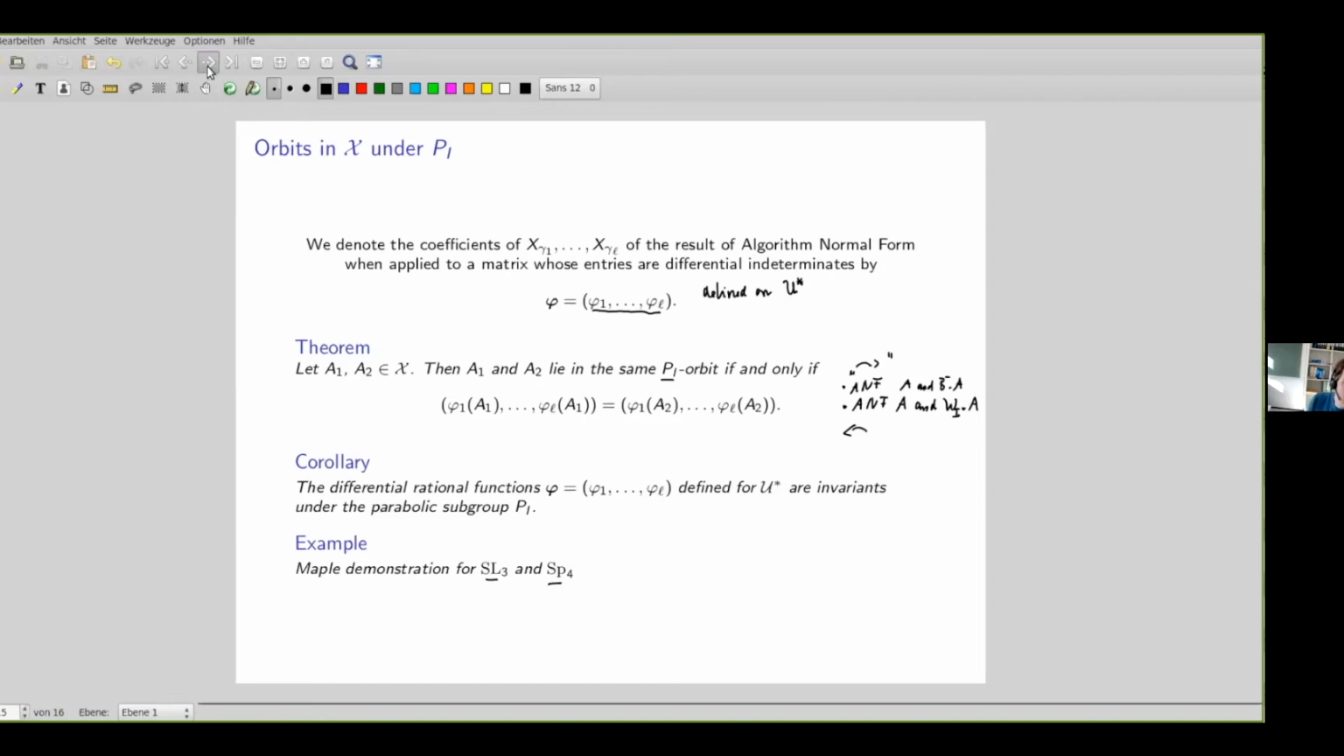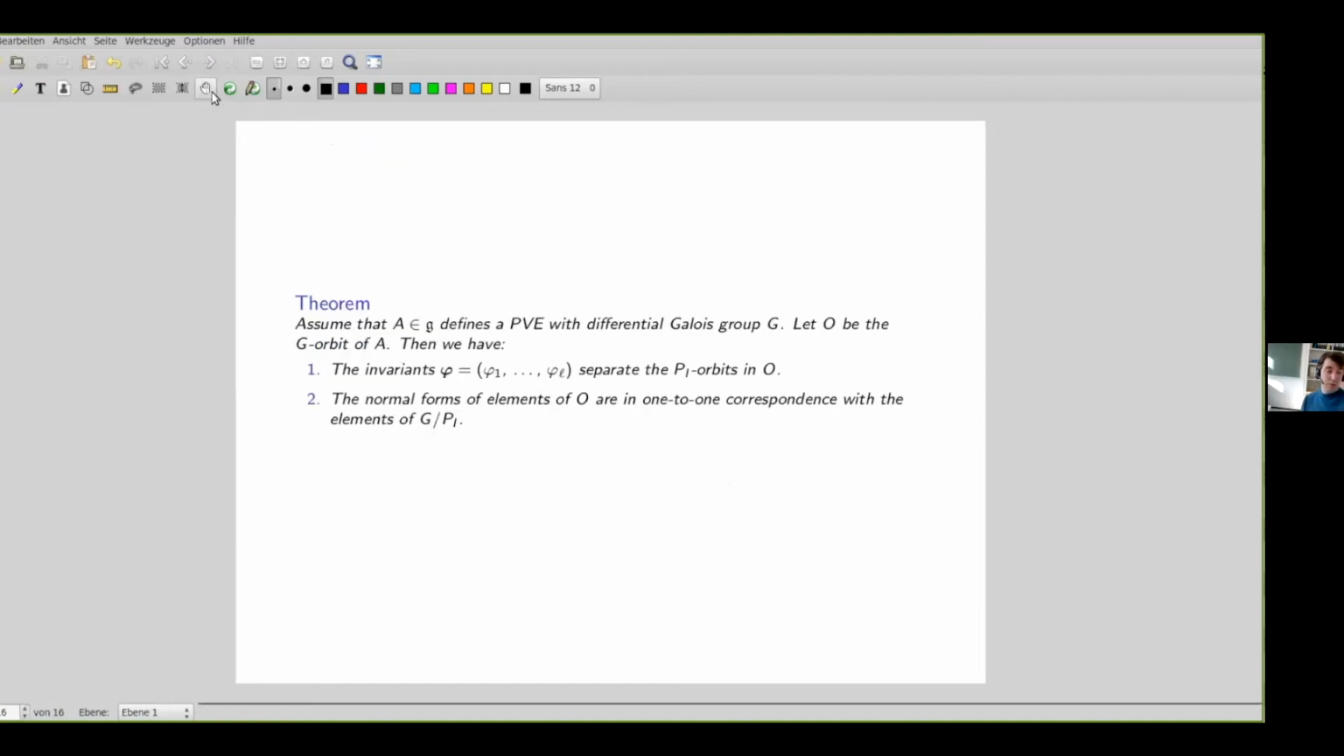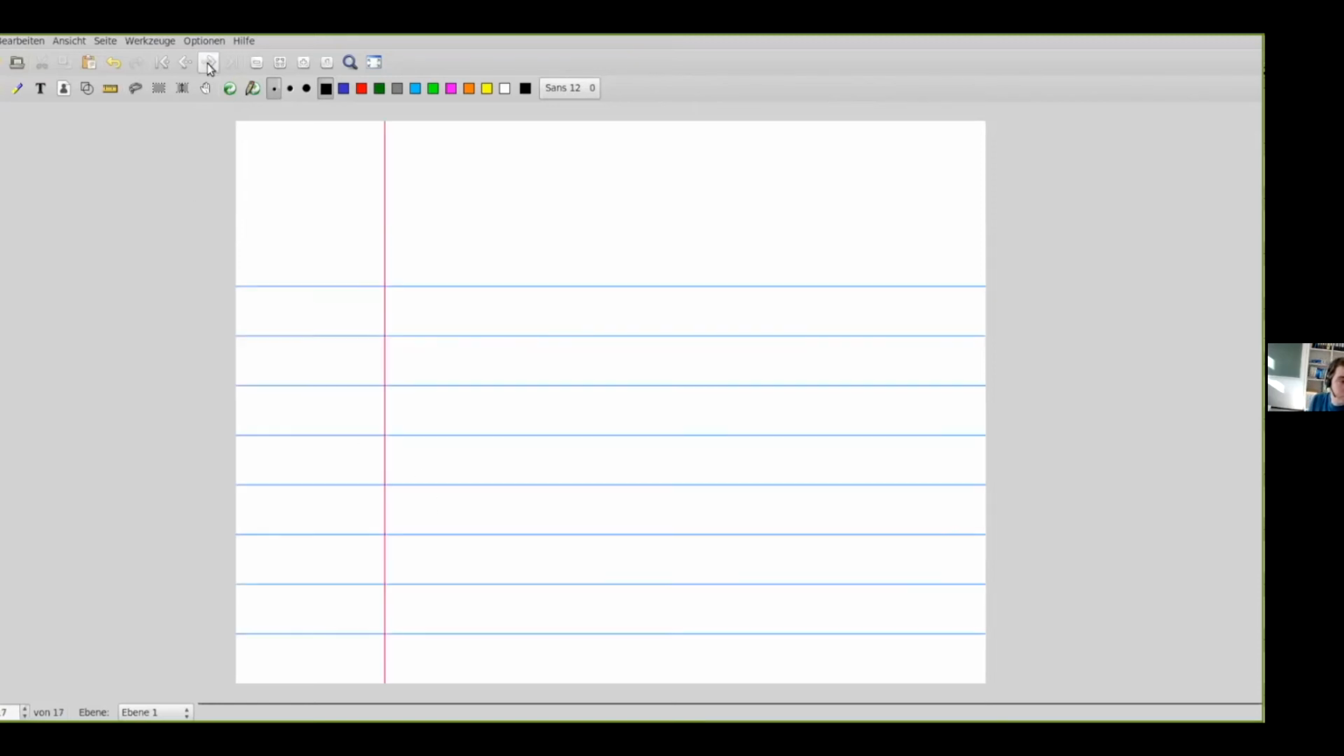All right. Then we can also look at a G orbit. So when we have an element of the Lie algebra, which defines a Picard-Vessiot extension with differential Galois group G, and O denotes its G orbit, then the invariants phi separate the parabolic orbits in O, and the normal form elements of O are in one-to-one correspondence with this variety over here. Okay, so that's it.